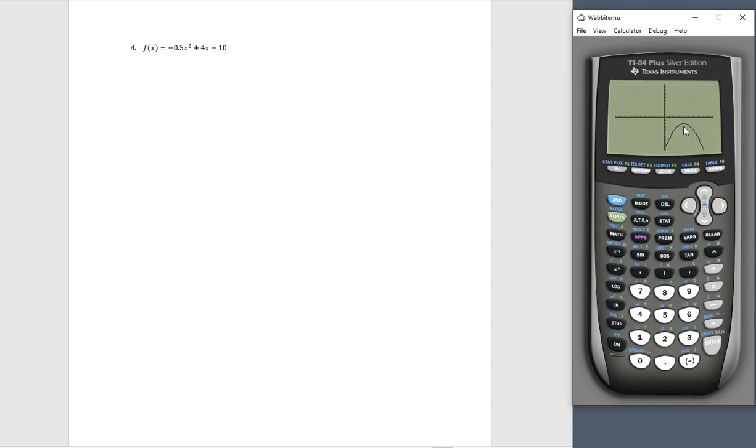window, we see a vertex. We see that this graph opens down. We knew it would because the 0.5 is negative. Let's find our vertex. Let's find our y-intercept. And notice there are no x-intercepts. This is why I frequently do not even worry about x-intercepts.